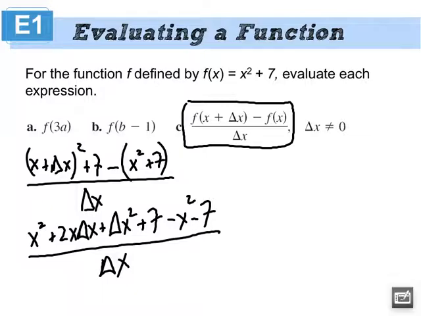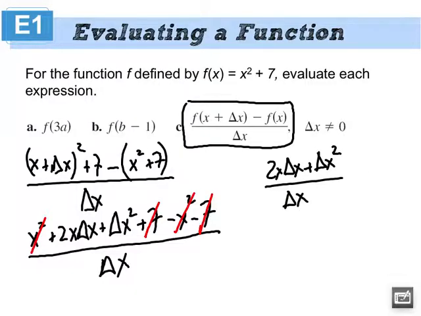Well, that makes me happy because that goes away, that goes away, that goes away, and that goes away. 2x delta x plus delta x squared all over delta x. Now what? Go. Tell me your name first. Steven. Can you take out delta x over delta x, and then it'd be 2x plus delta x is the final answer.